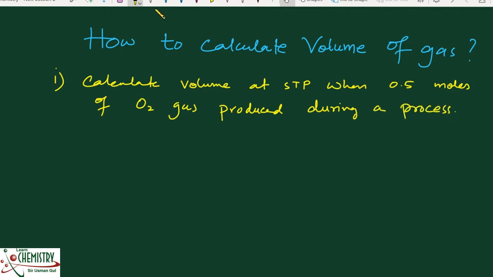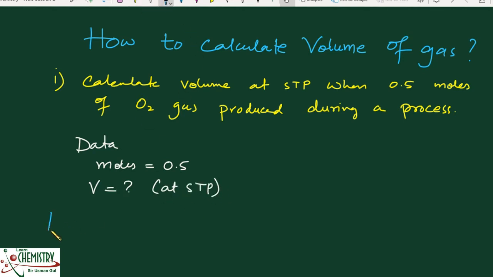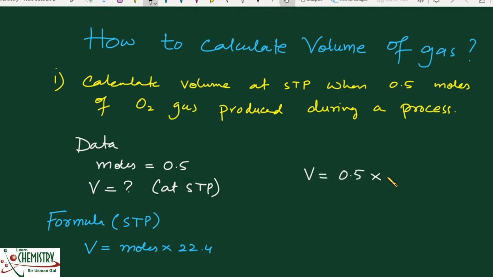Okay, now here remember that we have the moles. So first in the data I will write moles equals 0.5. What is the requirement? That is the volume at STP. Okay, now what is the formula? The formula is also very easy for STP: volume will be equal to moles multiplied by 22.4. Okay, now here as we know the formula, moles are 0.5 multiplied by 22.4, then we will get 11.2 dm³.